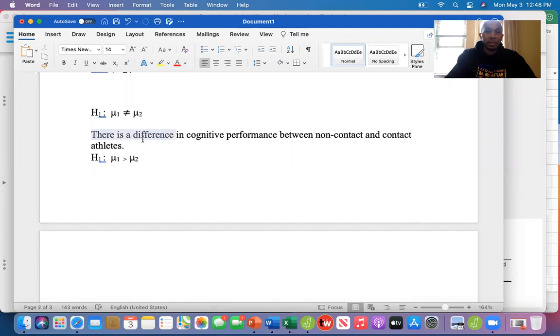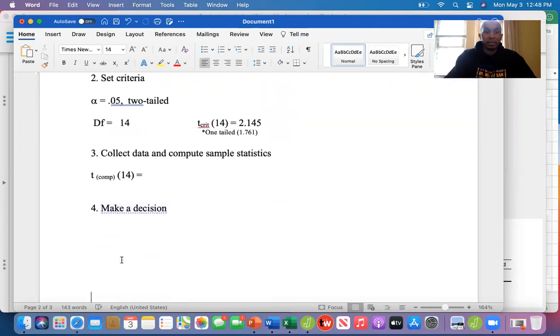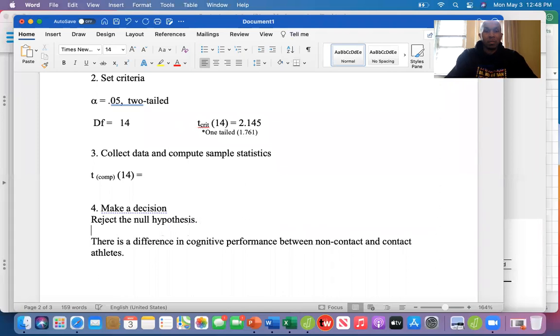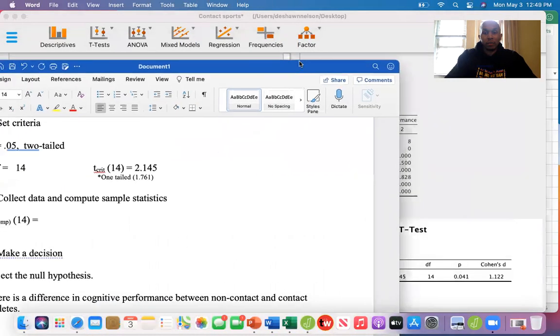There is a difference in cognitive performance between non-contact and contact athletes. We're going to reject the null hypothesis. Okay, so our decision is made. And we have our T computed. We can place that in as well. 2.245.